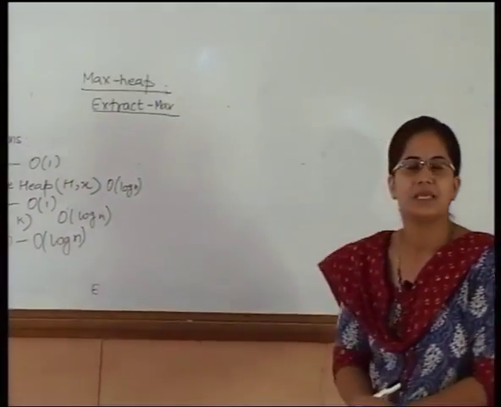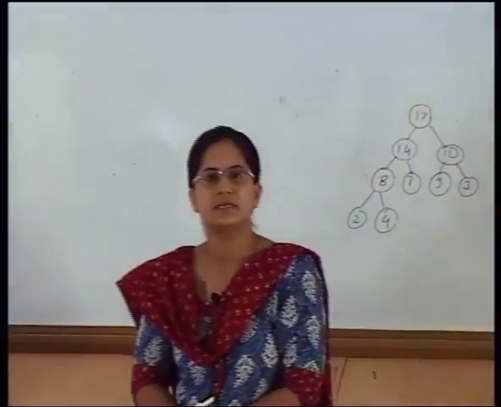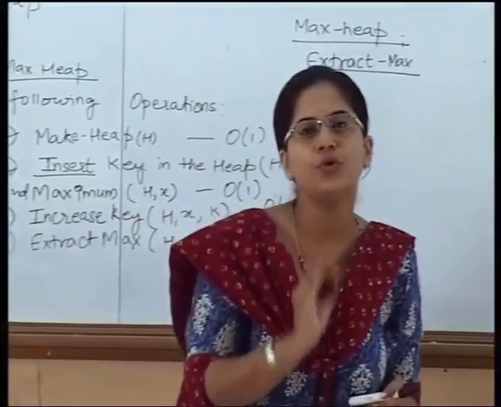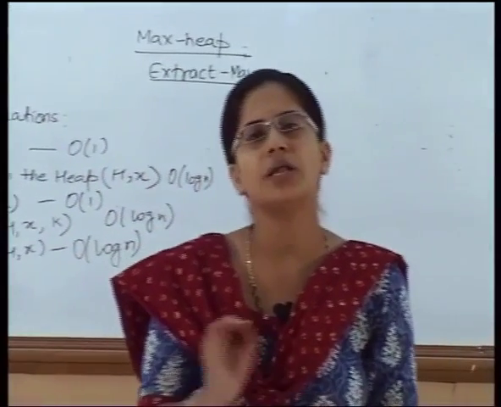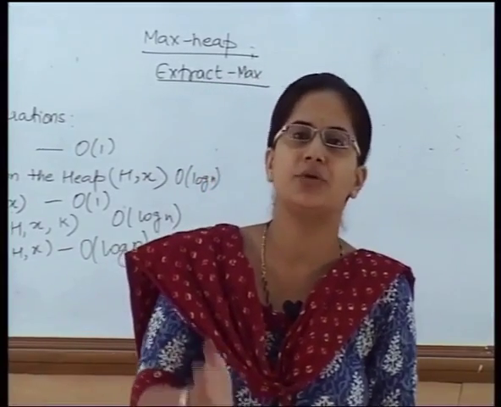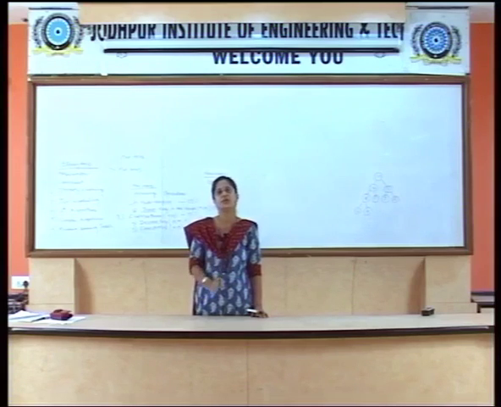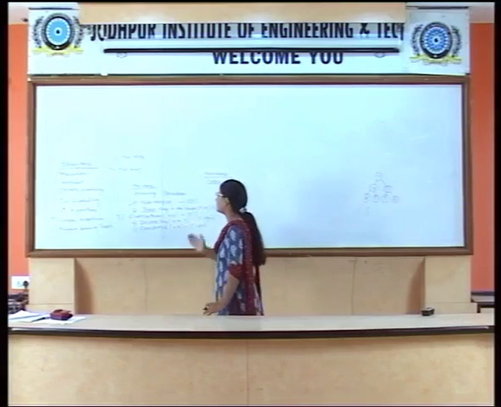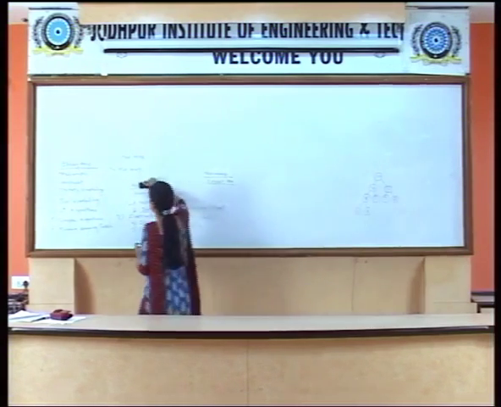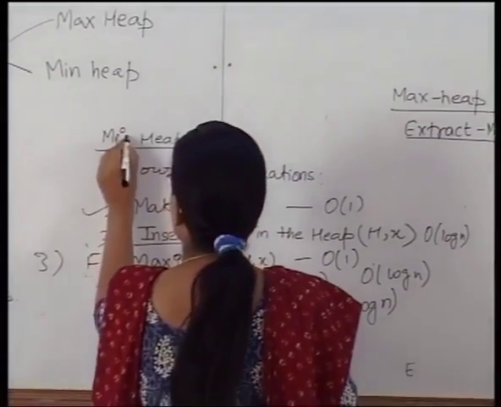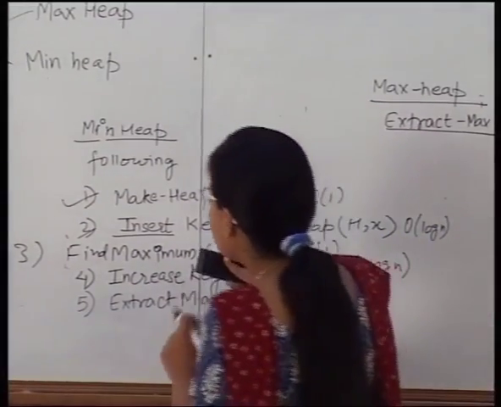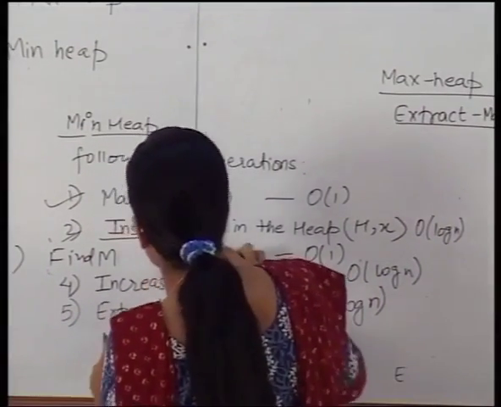Vice versa will take place for the min heap. The difference there is, in the case of max heap, we are following the property that the root node should be maximum or equal to the child node, while in the case of min heap, we will follow the property that the root node should be smaller than or equal to its child node. And in the case of min heap, the operations are supposed to change. Make heap remains as it is, insert key remains as it is. Instead of finding the maximum value, we are supposed to find the minimum value.